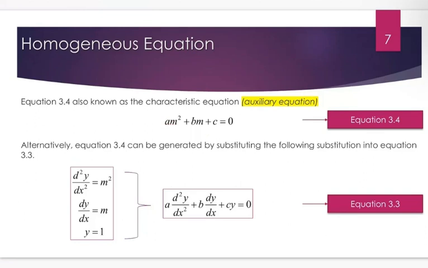Alternatively, you can find this equation by making the following substitution into the equation. For d squared y over dx squared, substitute m squared. For dy over dx, substitute m. And for y, substitute 1. Then you get am squared plus bm plus c times 1 equal to 0. So now you have transformed it into the characteristic equation, or sometimes we call it the auxiliary equation.